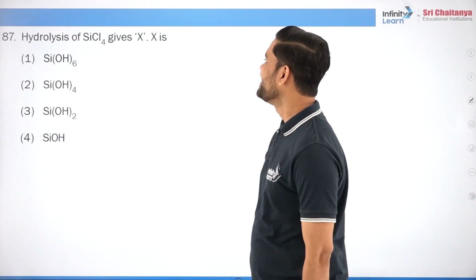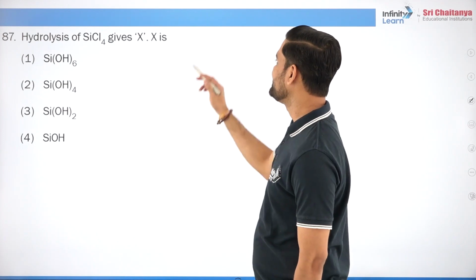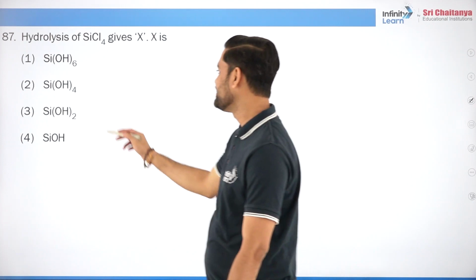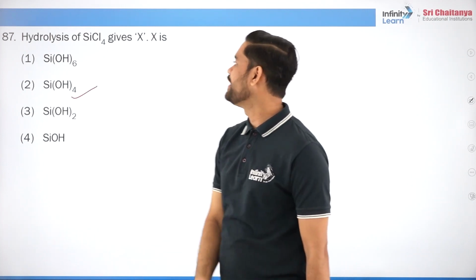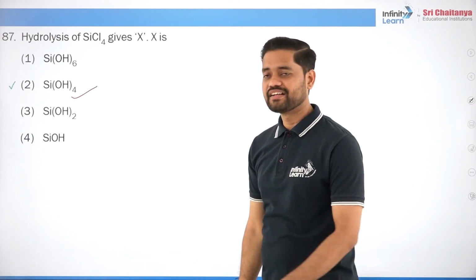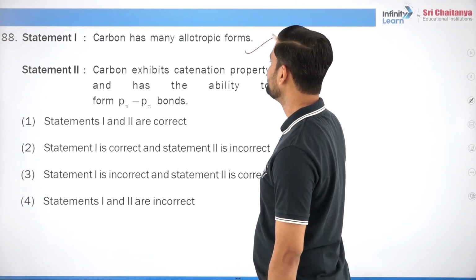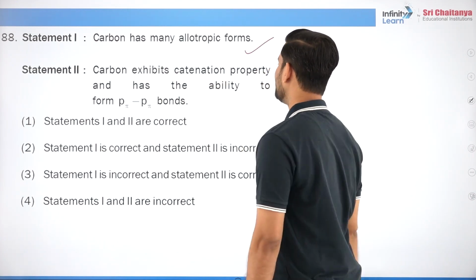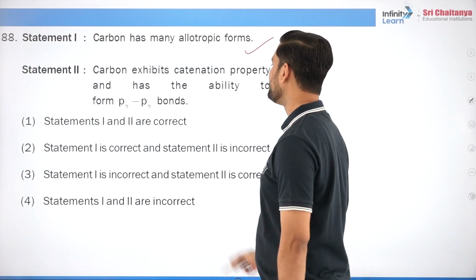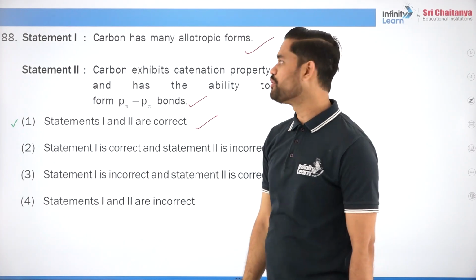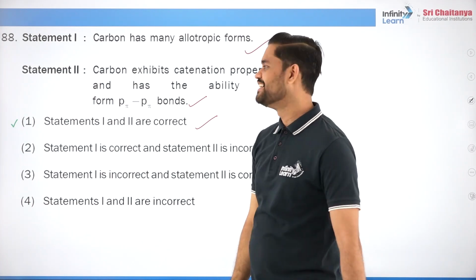Talking about 87, the hydrolysis of SiCl4 gives you what? Silicic acid, that is Si(OH)4. So for 87, option 2, direct answer. For 88, statement 1: carbon has many allotropic forms. True. Statement 2: carbon exhibits catenation property and has the ability to form pi-pi bonds. True. Statement 1 and statement 2 are true. So option 1.